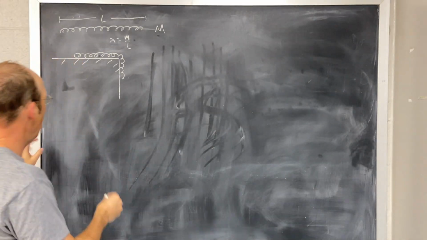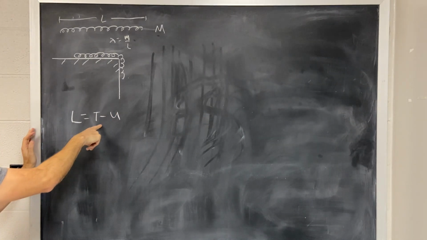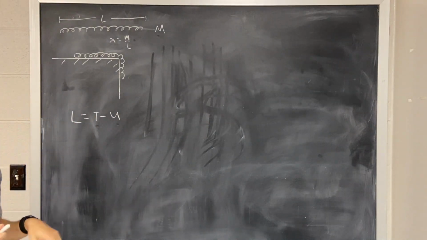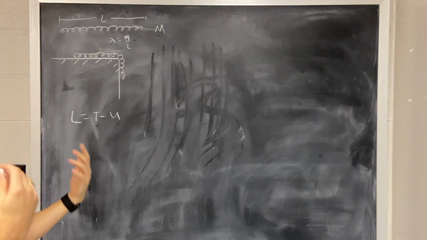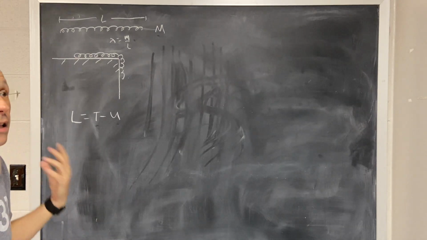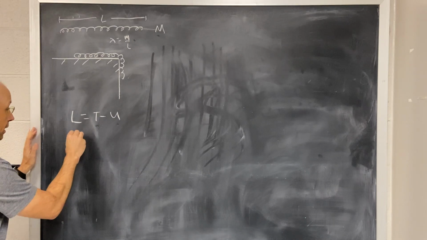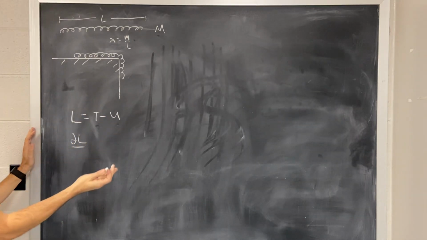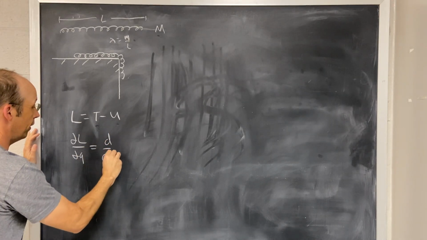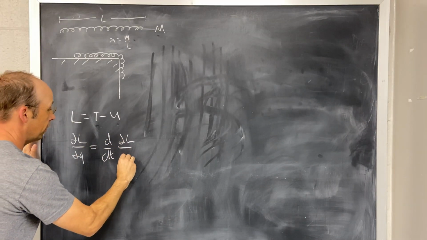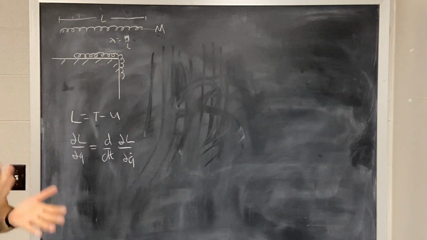Okay, so we want to use Lagrangian. In Lagrangian mechanics, L equals T minus U, where T is the kinetic energy and U is the potential energy. The equation of motion can be found from minimizing the action, finding the least action over time. From that you can use the Euler-Lagrange equation, which says that the partial of L with respect to some variable, let's call it Q for right now, equals the time derivative of the partial of L with respect to Q dot, where Q dot is dq/dt.